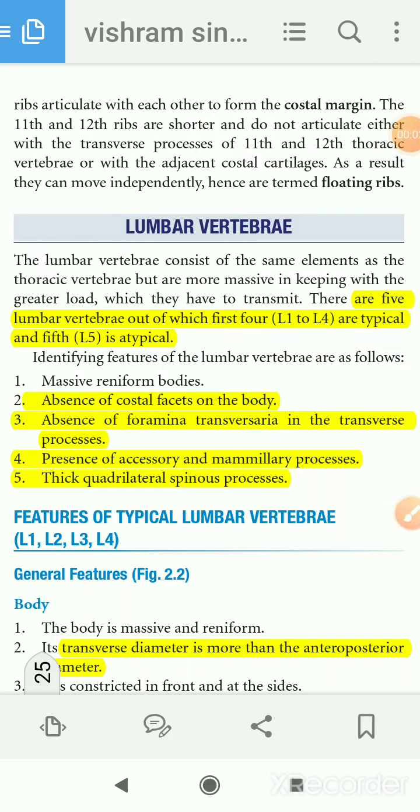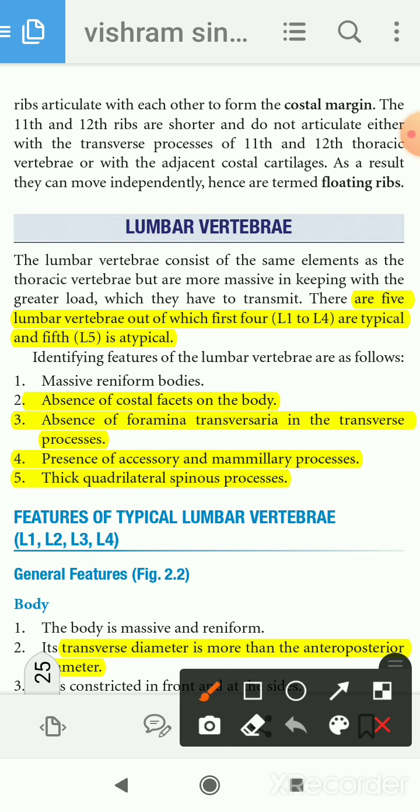So we will talk about the lumbar vertebra. We have 5 lumbar vertebrae, and among these 5, the first 4, that means number 1 to number 4, are known as typical. That means they have the typical features. And the 5th lumbar vertebra is atypical. That means it is different from the others.